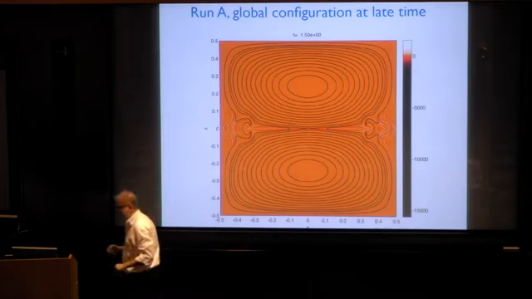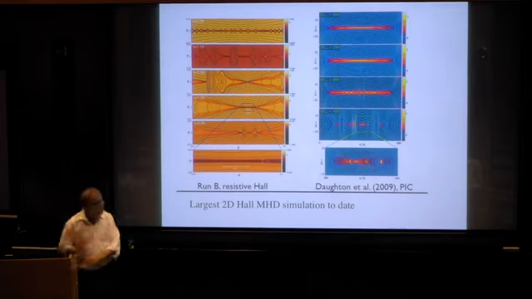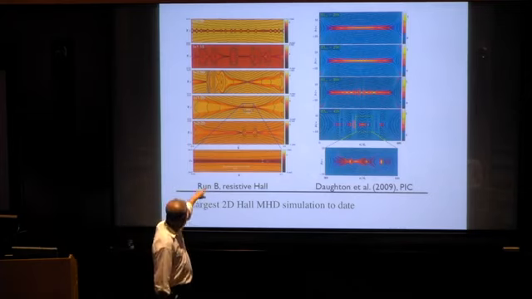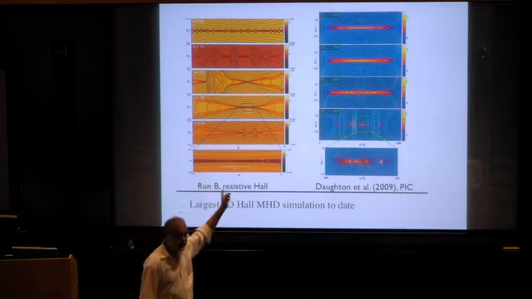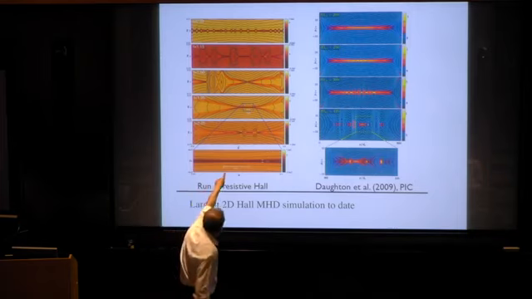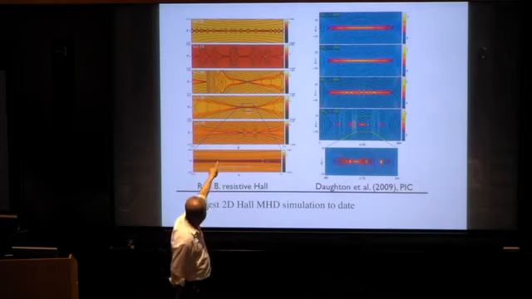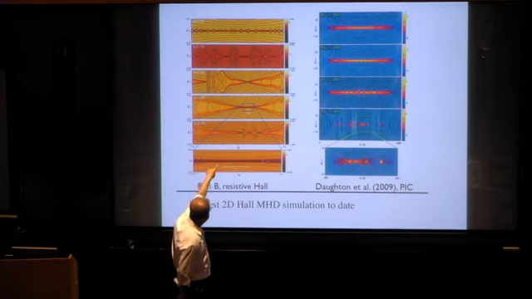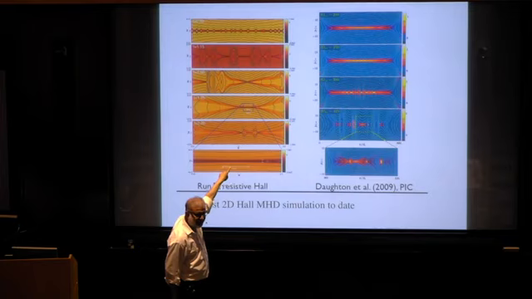But then when we ran our simulation with a much larger system size, L over di of about 800 di, you see the X point form? Do you see that in the third frame? But look, it's going unstable to plasmoids again. And this X point formation is a metastable state. It doesn't stay there, and forms plasmoids again.